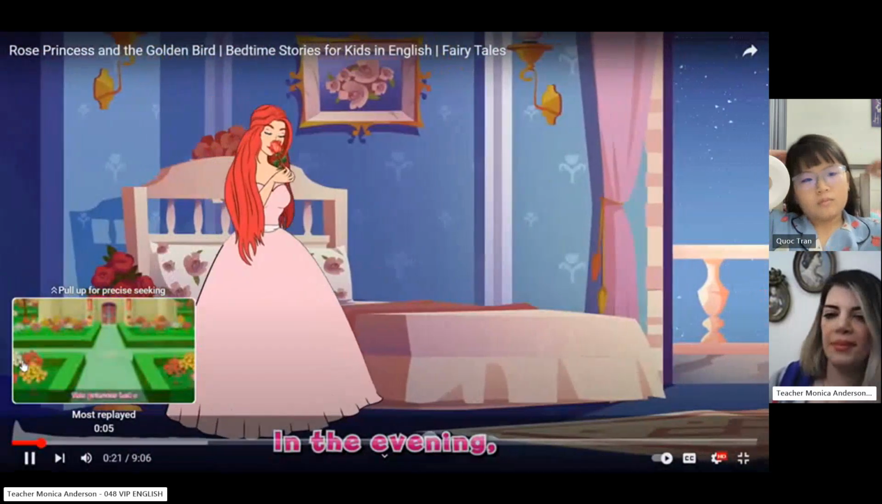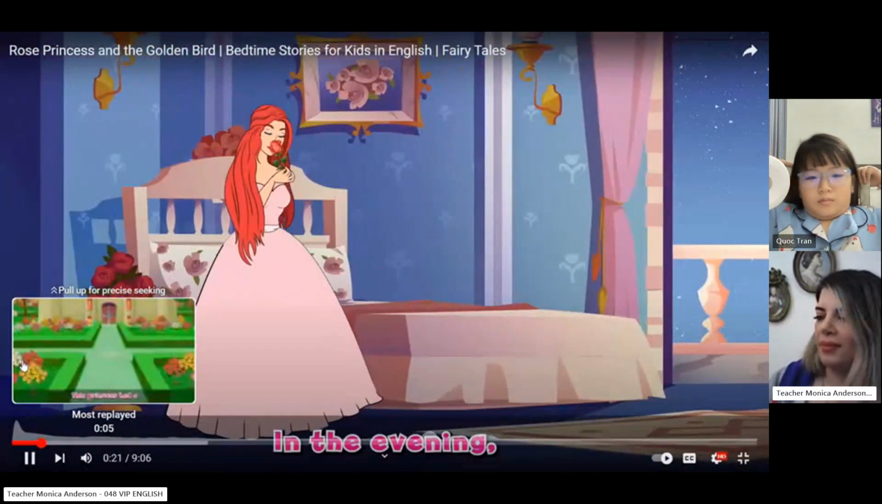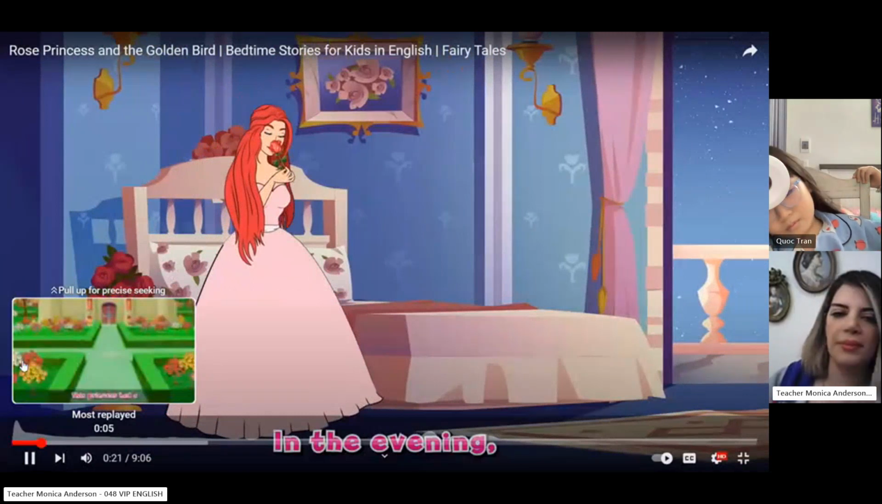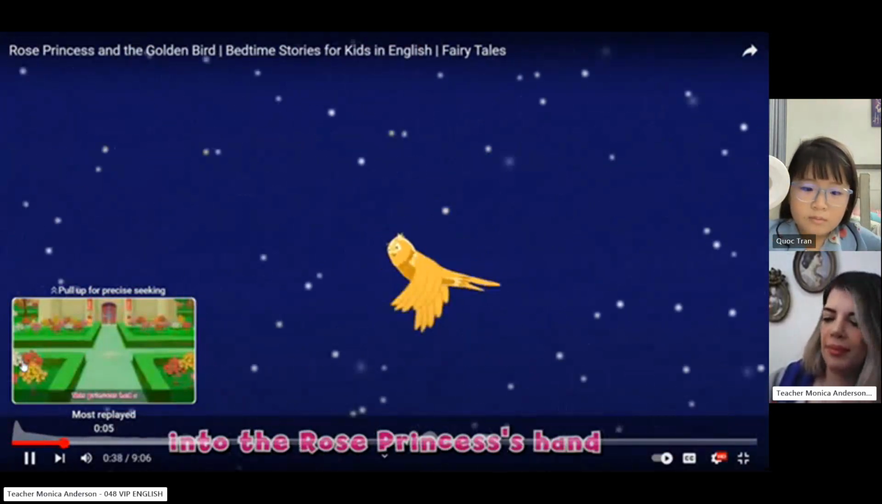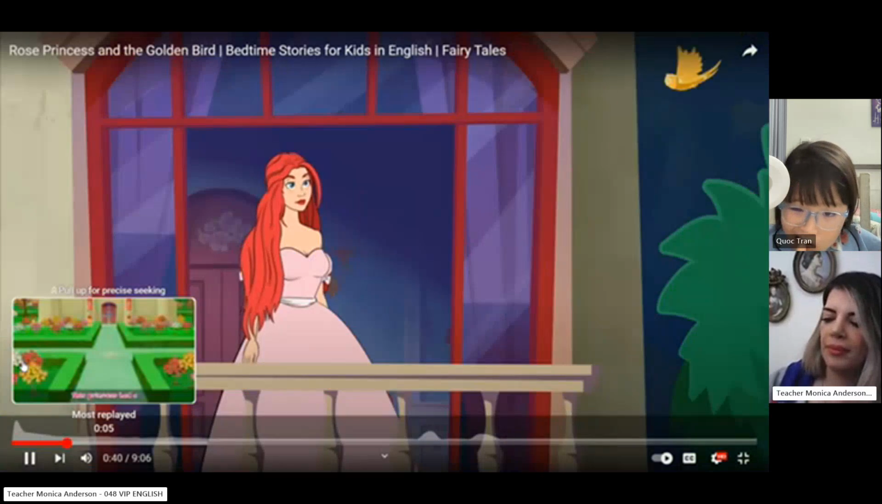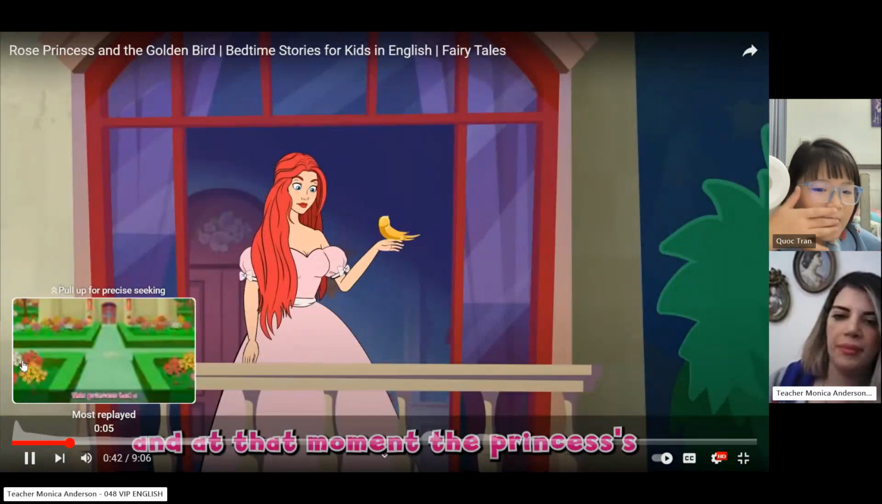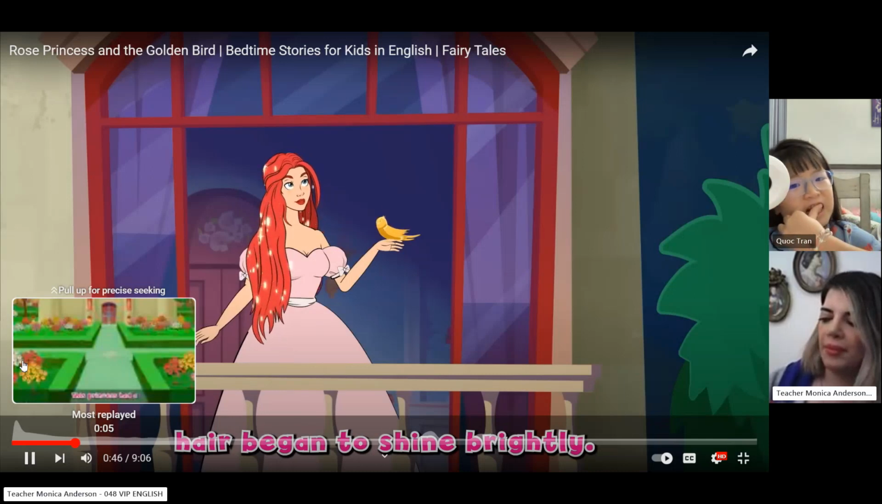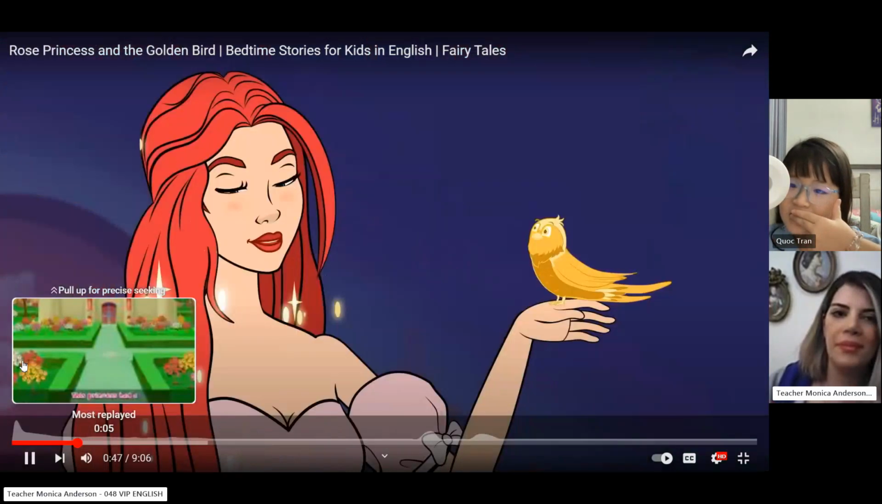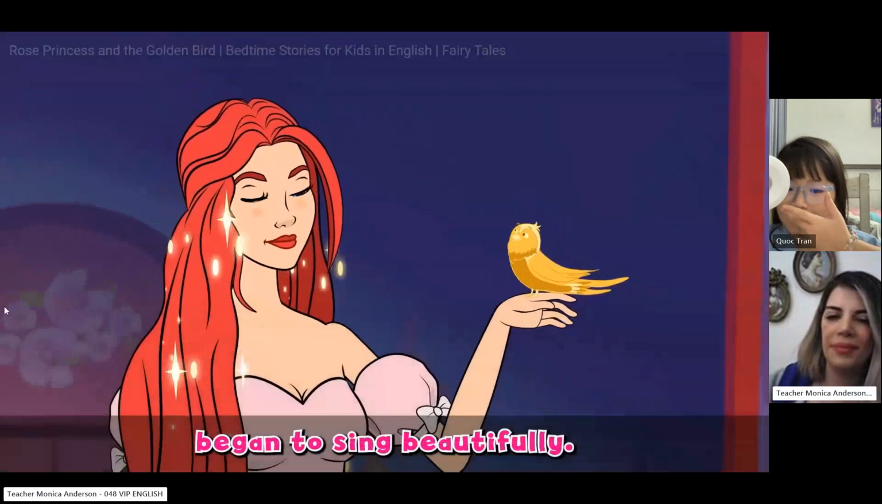In the evening, when the people in the country went to bed to fall asleep, the rose princess would go out to the balcony of the palace and clap her hands 3 times. Hearing this sound, a tiny golden bird flew into the rose princess's hand. And at that moment, the princess's hair began to shine brightly. The cute bird began to sing beautifully.